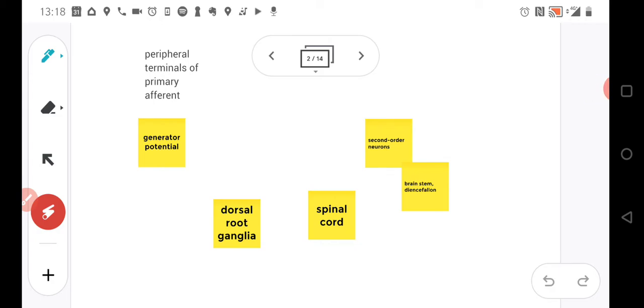So we already talked about the generator potential. Generally, if the generator potential is high enough, it will lead to an action potential, and the action potential will then be passed through the afferent nerves. The afferent nerves will get into the dorsal root ganglia of the spinal cord. Through the dorsal root ganglia, the information will be passed into the spinal cord.